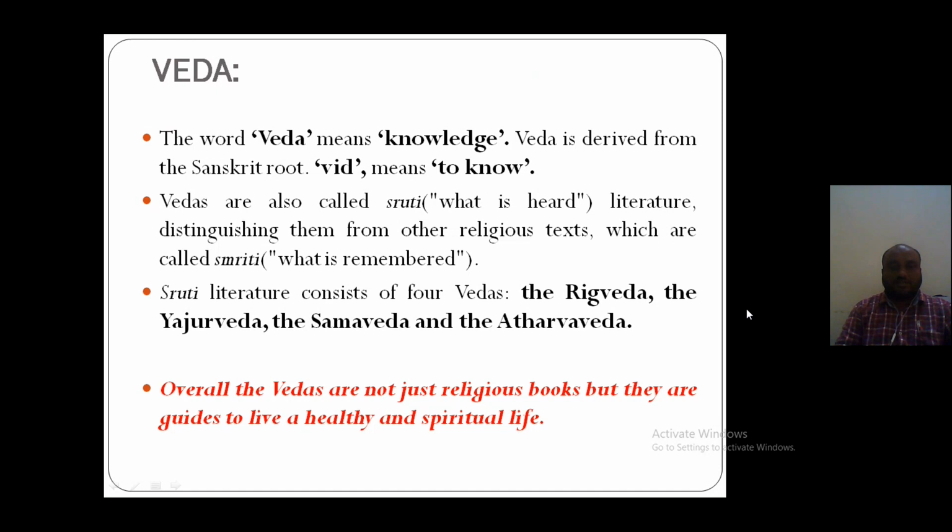Shruti literature, that is Vedic literature, consists of four Vedas: the Rig Veda, the Yajur Veda, the Sama Veda, and the Atharva Veda. And a very important point to note here is that overall, the Vedas are not just religious books, but they are guides to live a healthy and spiritual life.